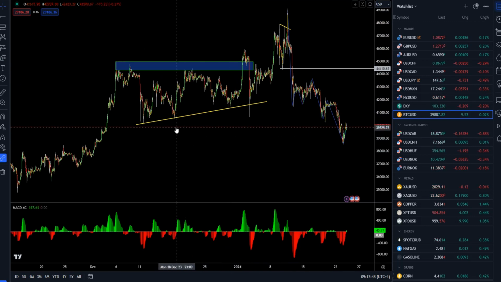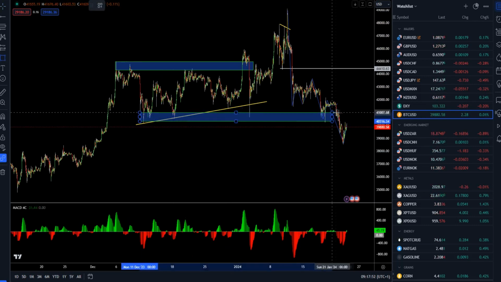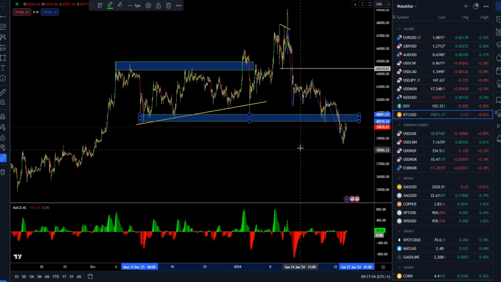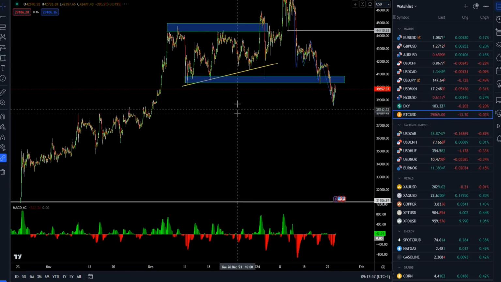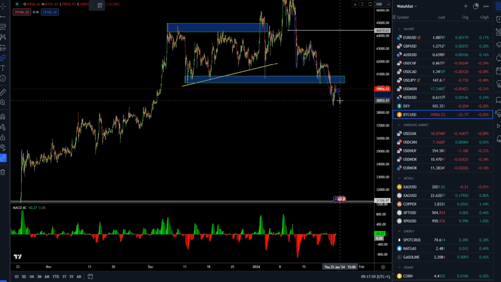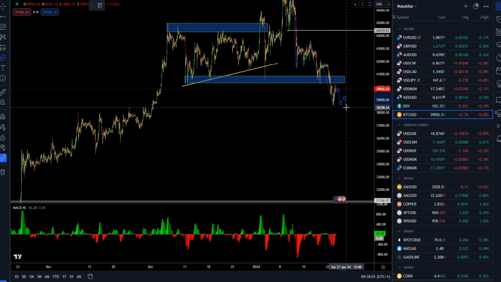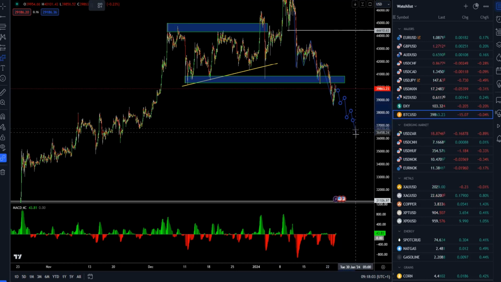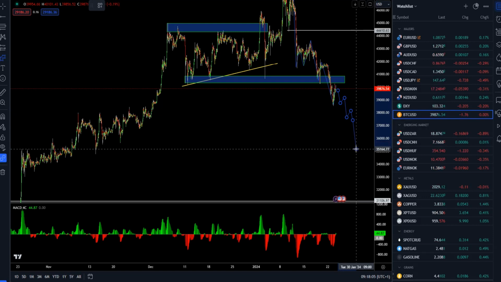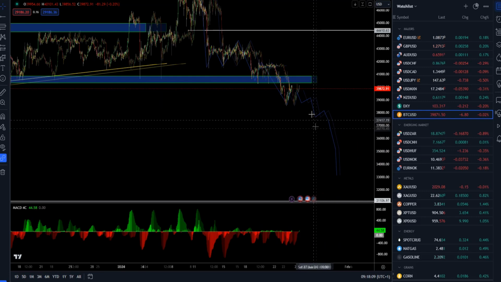The previous swing lows are now acting like resistance. So now the next area for Bitcoin, from my perspective, if we can retake 38,350, is all the way down around 35,000 or even the 33,000 mark.